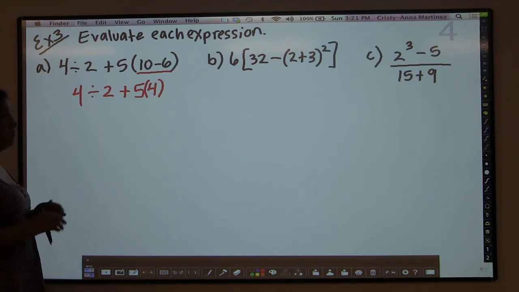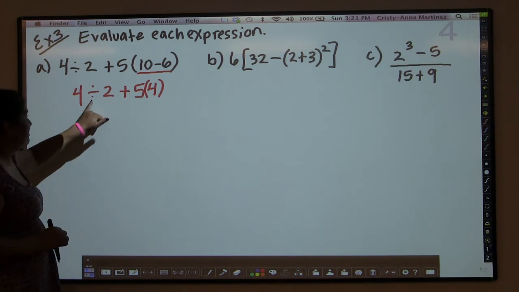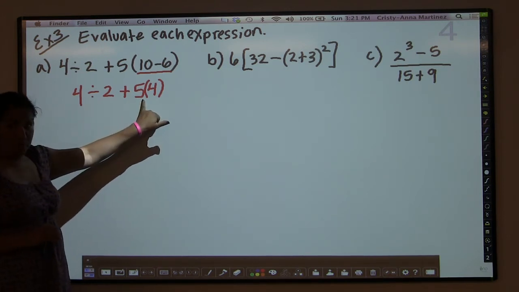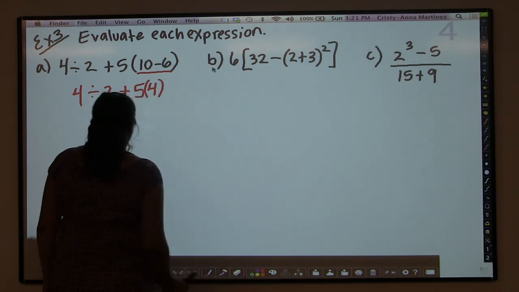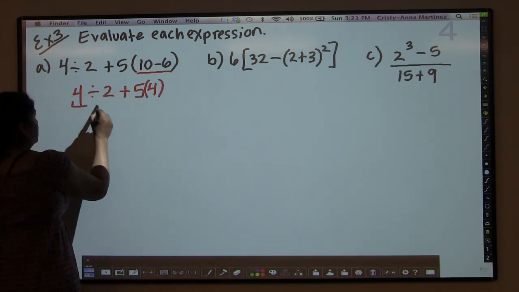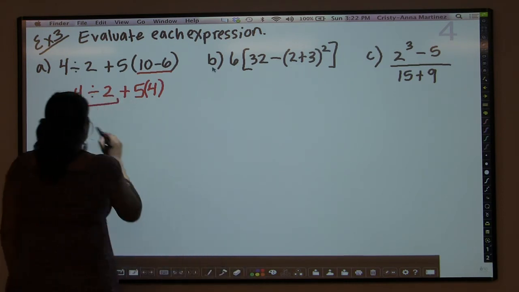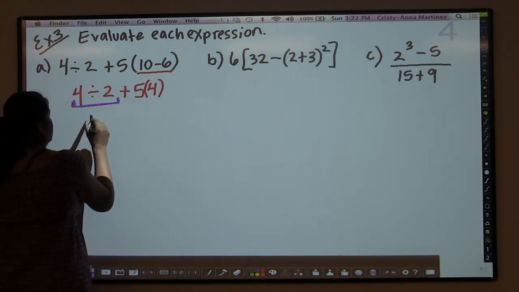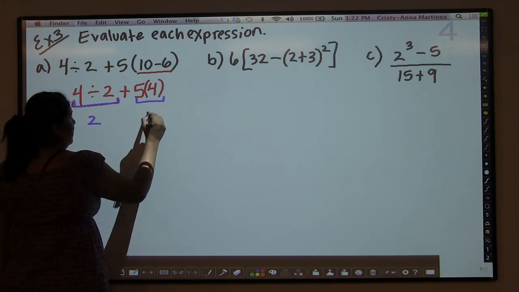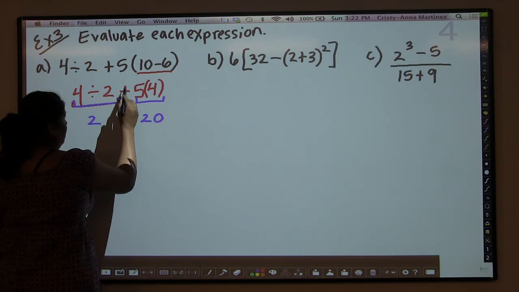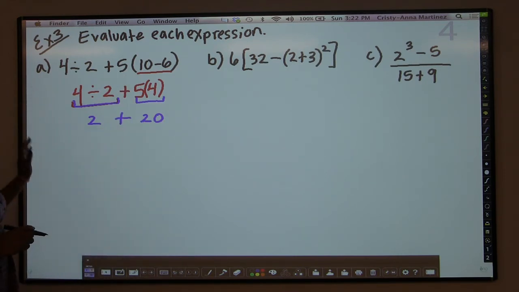So the next step is multiplication or division from left to right. And we do have division, and we also have multiplication. But as we're going from left to right, the division comes first. So we are going to go 4 divided by 2, which is 2. That's left to right. 5 times 4 is 20. And then we have our plus in the middle. Okay, so division and multiplication from left to right.